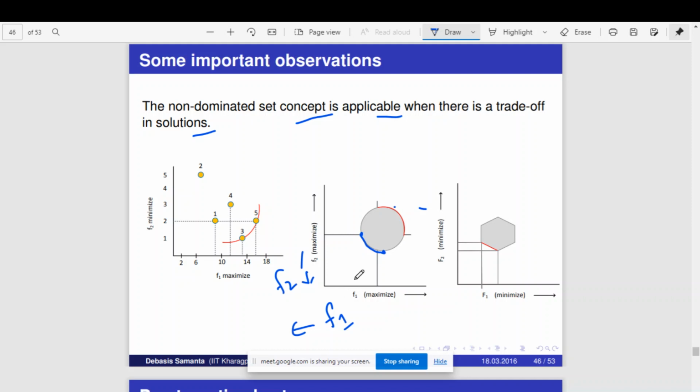If you maximize F1 and minimize F2, then what will be the Pareto optimal front?